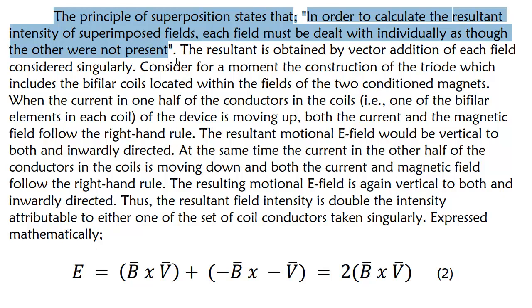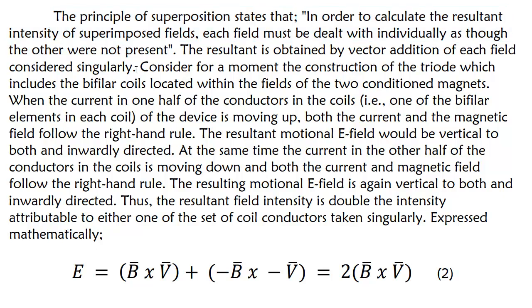He's talking about the magnetic field, where the magnetic fields are going. You've got to ignore one to deal with the other. Okay, the resultant is obtained by vector addition of each field considered singly. Basically just stating the same thing again. Consider for a moment the construction of the triode.